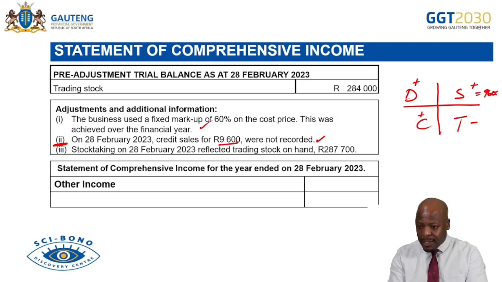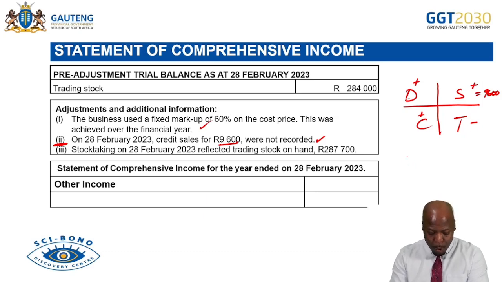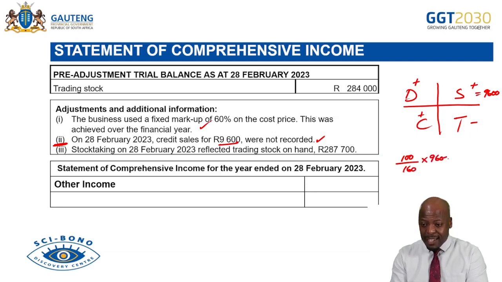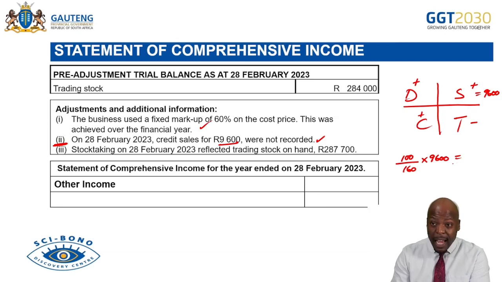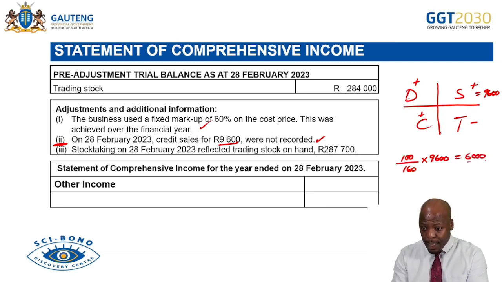So here's 9,600. But we want to know how it affects our trading stock and cost of sales. So we will now say we want to know what is the cost of these goods. Remember, cost is always 100 over what? 160. It's 100 over 160. Multiply that by 9,600. In your calculators, how much do you get? Okay, someone is saying 6,000. Then you get your 6,000. That is what you're going to adjust, your 6,000.